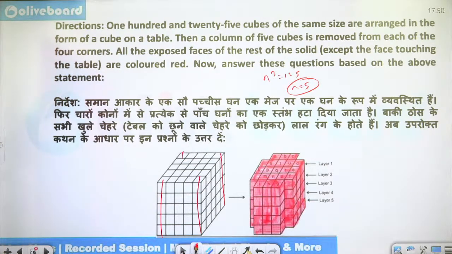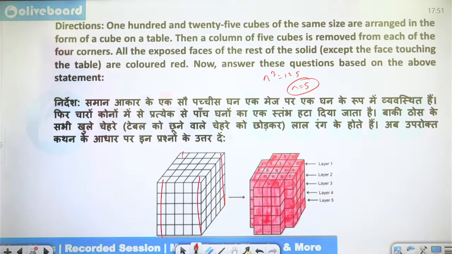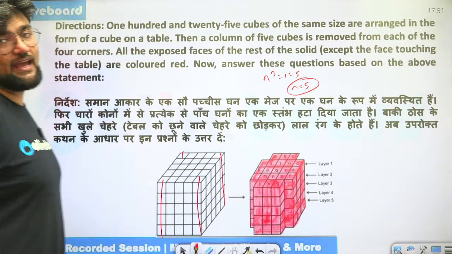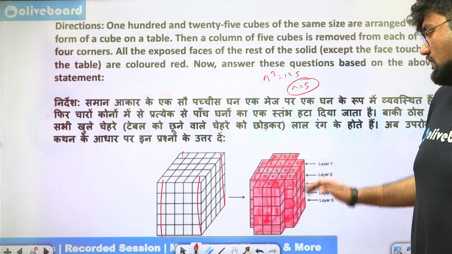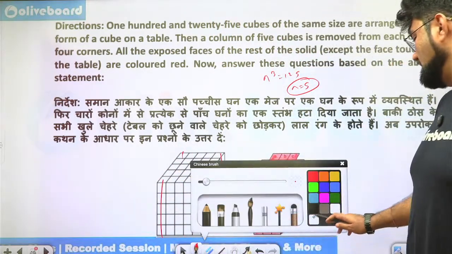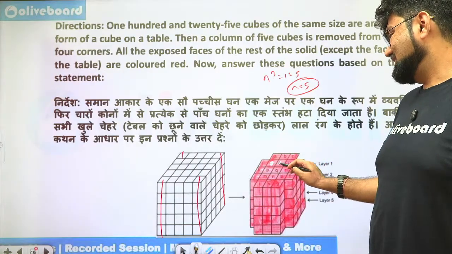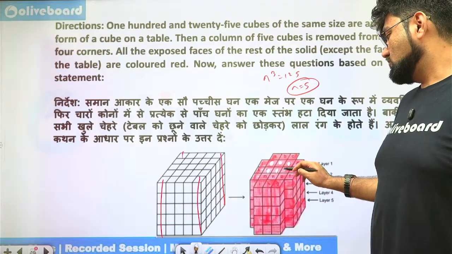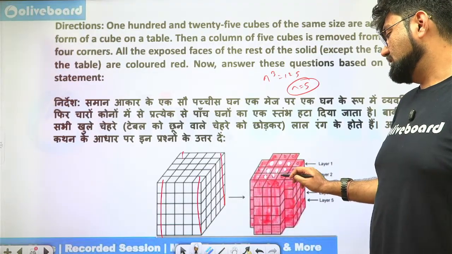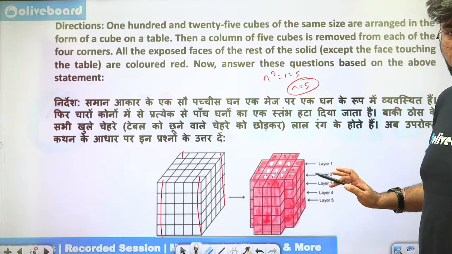The question is trying to ask me how many cubes do not have any colored face. How many cubes do not have any colored face? Instantly, a lot of people think about the bottom face only, but that's not true. If you observe carefully here, I'll just show it to you in white marking. Look at this one. This cube here. So just look at these 9 cubes exactly in the center. Apart from that, all these cubes outside, they are all colored. At least one face is colored.